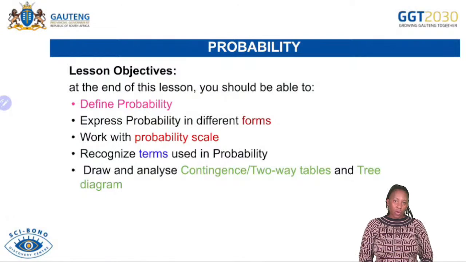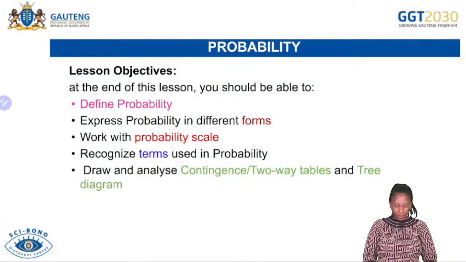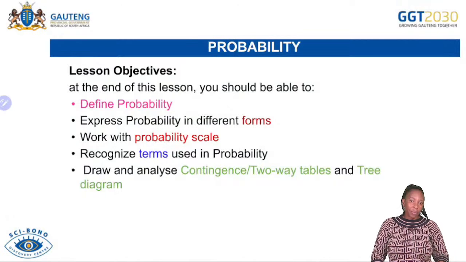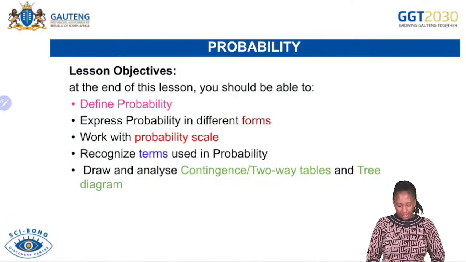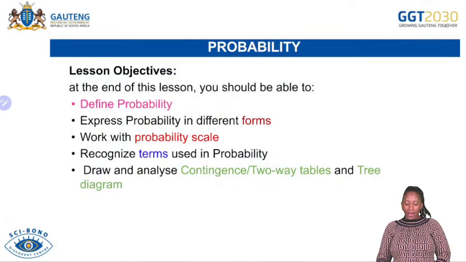Now, what are our lesson objectives? What is it that you need to know by the end of this lesson? You should be able to define probability and express probability in different forms. Remember, after defining it, we need to be able to express it in different forms. Work with probability scales. Recognize the terms used in probability. Also, draw and analyze contingency or two-way tables and tree diagrams.